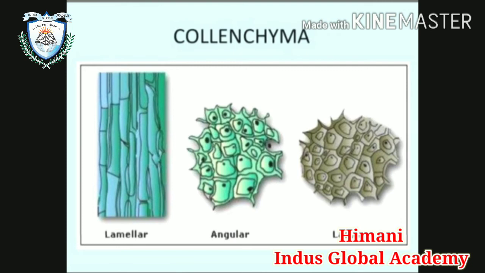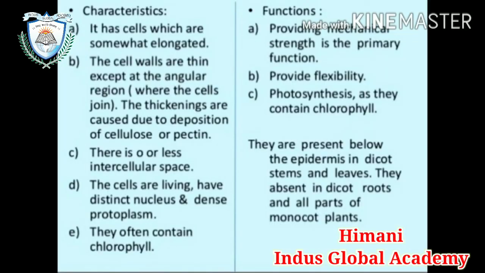Now collenchyma. There are three types you can see: lamellar, angular and lacunar. Collenchyma cells are living and have elongated shapes. The cell walls are thin except at the angular region where the cells join. The thickenings are caused due to the deposition of cellulose or pectin. There is very little intercellular space present. They have a distinct nucleus and dense cytoplasm.